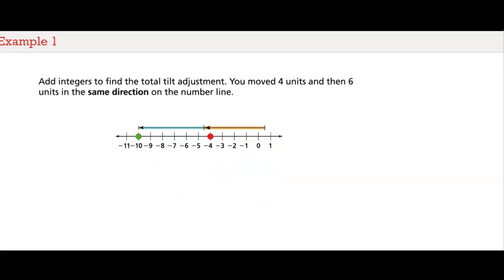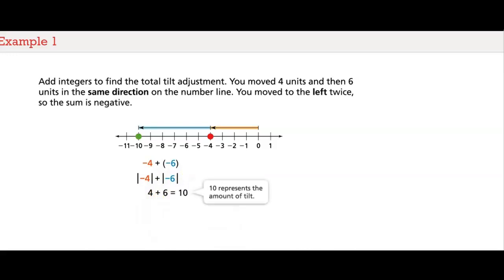Because you moved 4 units, and then 6 units in the same direction on the number line, add the absolute values to find the amount of tilt. Because you moved to the left twice, the sum is negative. The total tilt adjustment was -10.